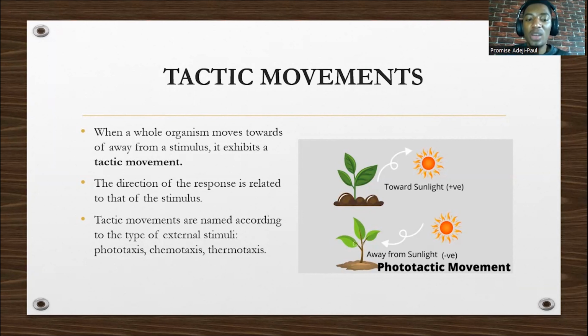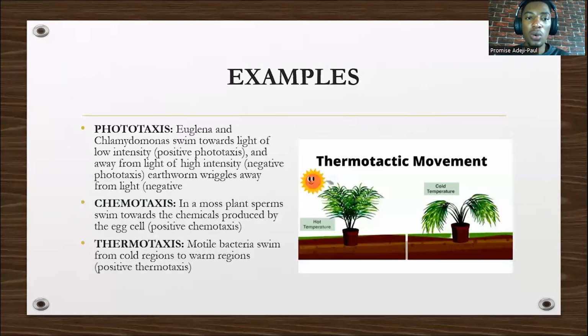So we have phototaxis, we have chemotaxis, we have thermotaxis. We name them according to the type of stimulus. So it's very easy to understand. Phototaxis, from the name, responds to light. So Euglena and Chlamydomonas can swim towards light of low intensity. That's positive phototaxis. And when the light is too bright, at high intensity, they can swim away. That's negative phototaxis. The whole organism moves towards or away.